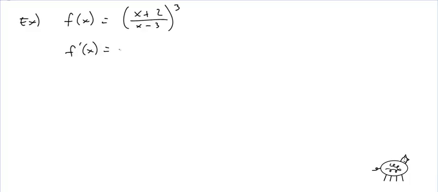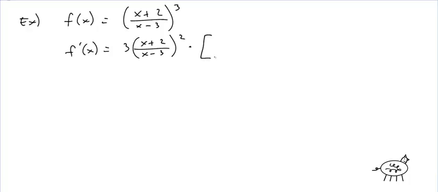Okay, so the first thing we're going to do is the outside. So it's going to be 3 times (x plus 2 over x minus 3) to the second power. And then it's times, remember, it's always multiplication, for this one we're going to use the quotient rule. Remember, with the quotient rule you start at the bottom, like the corporate ladder.